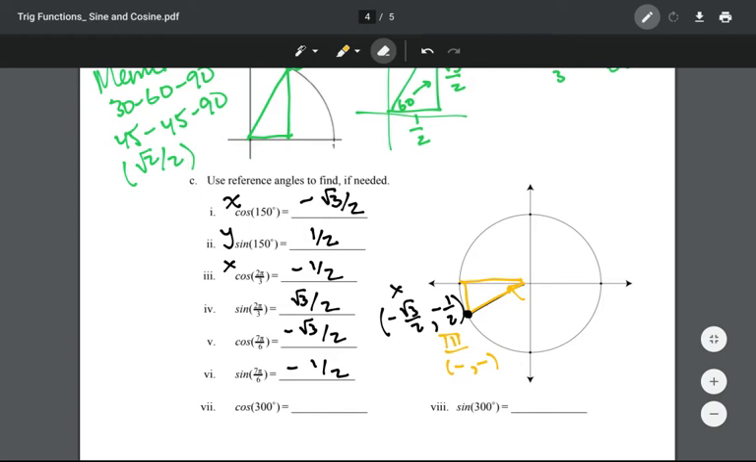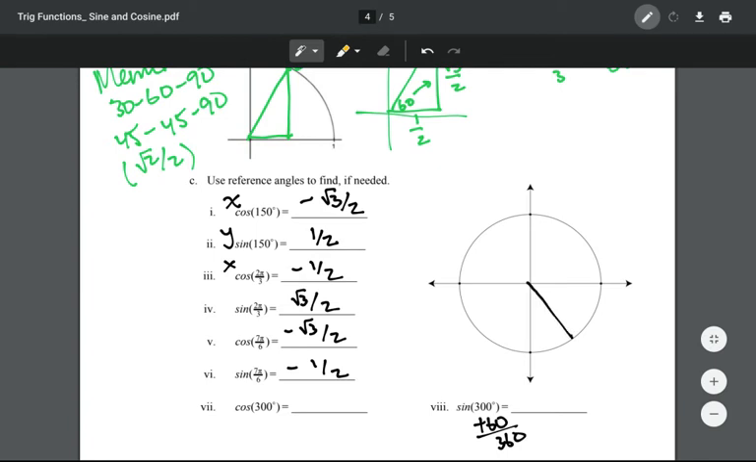The next one is 300 degrees. So again, I like to compare everything to either a half rotation or a full rotation. I am almost to 360. I'm just short by 60 degrees. So that gets me to, actually that looks more like 45. That gets me to about here.